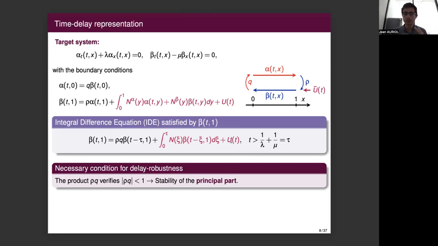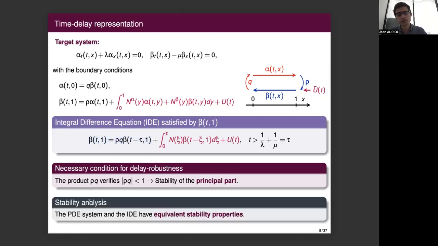Because if rho Q in modulus is greater than 1, it means that the principal part, so just the difference equation without the integral terms, will have an infinite number of zeros on the right half plane. And so it has been shown that if you have an infinite number of unstable zeros, you cannot delay robustly, and so robustly stabilize your system. So from now on, we will assume that rho Q is smaller than 1, which is a kind of dissipativity condition. But it's a fair assumption because otherwise you cannot design a robust control law.